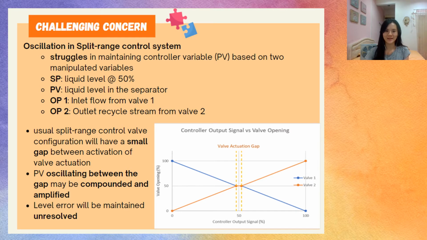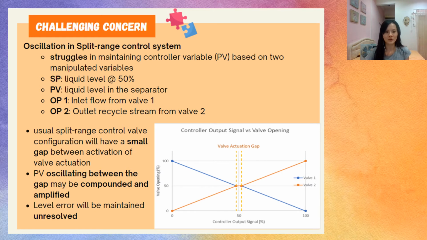Hi, my name is Chengmen. Next, I will talk about the challenging concern in implementing the control system in our process. The main issue with a split range controller is oscillation, as it struggles to maintain the controlled variable, which is the liquid level in the separator, based on two manipulated variables, which are the flow rates. So the set point of our process will be the liquid level at 50% of the height of the separator. The process variable will be the liquid level in the separator, which will be detected by the level sensor. OP1 will be the inlet flow from valve 1, OP2 will be the outlet recycle stream from valve 2.